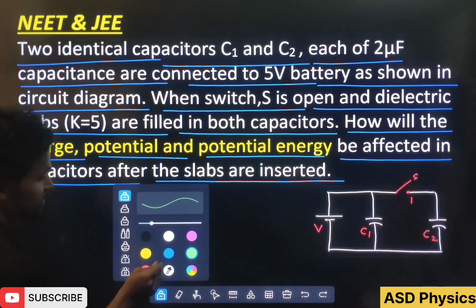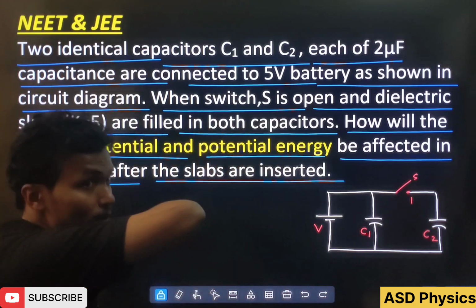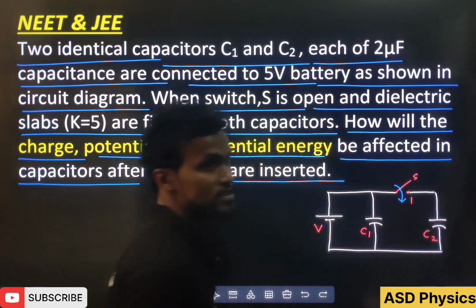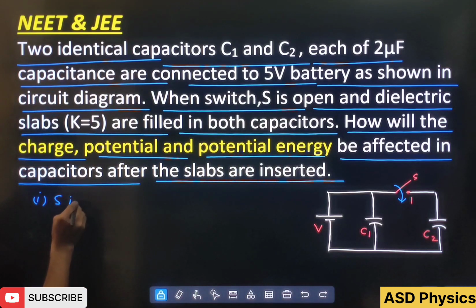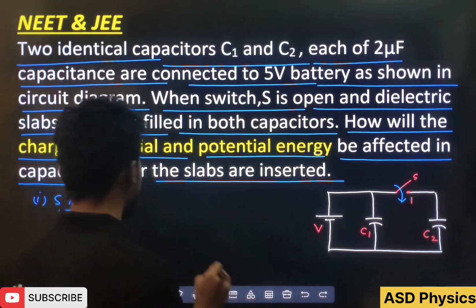Now how are we going to analyze here? First, they are telling that the switch S is open. But first, the switch is closed. So first analyze the situation when S is closed. When S is closed, what will happen? We are going to see one by one.